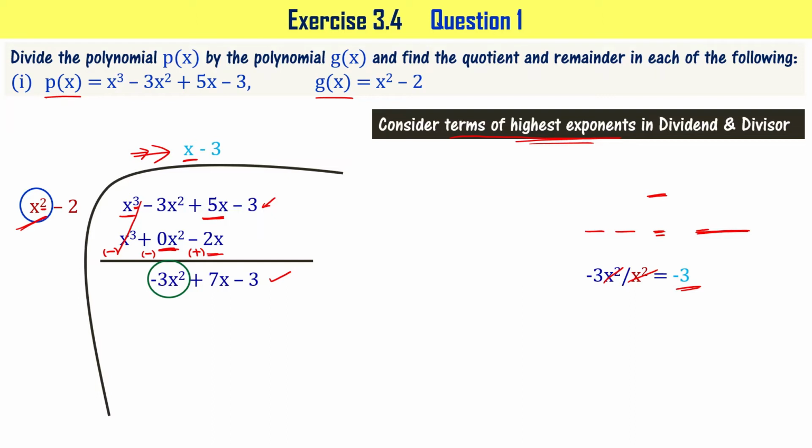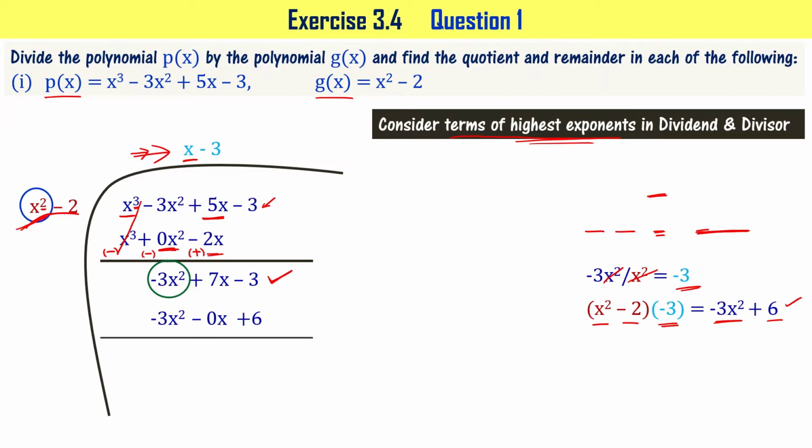Now I'm going to multiply the divisor x square minus 2 with minus 3. When I do that, x square times minus 3 is minus 3x square, and minus 2 times minus 3 is plus 6. Now let's subtract this expression from this expression. When you subtract, as I said earlier, we change the sign of the terms in the expression below and add both the expressions. In this case, it is minus 3x square, so I'm making it plus 3x square.